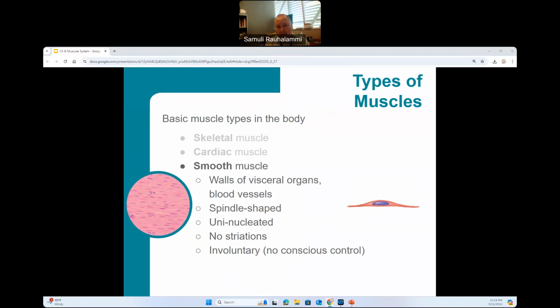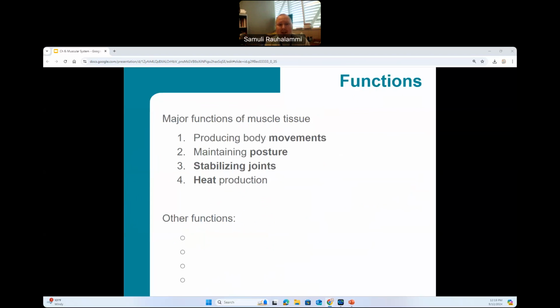So the next thing that I wanted to do was to discuss briefly the four functions of muscular tissue. And we often think of this first function, the production of movement that helps our body to move in the world around us. And again, even though all muscle types do produce movement, the following three that I'm going to highlight here are especially important to skeletal muscles.